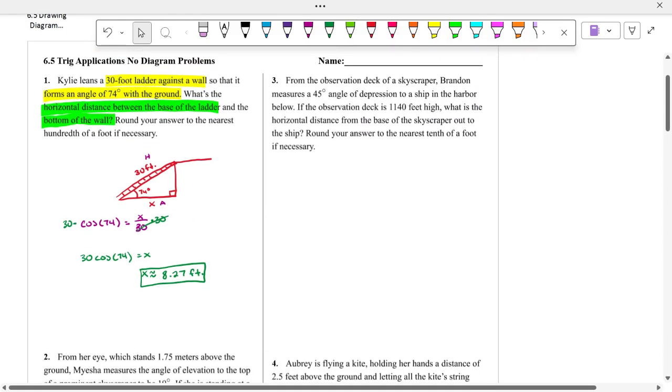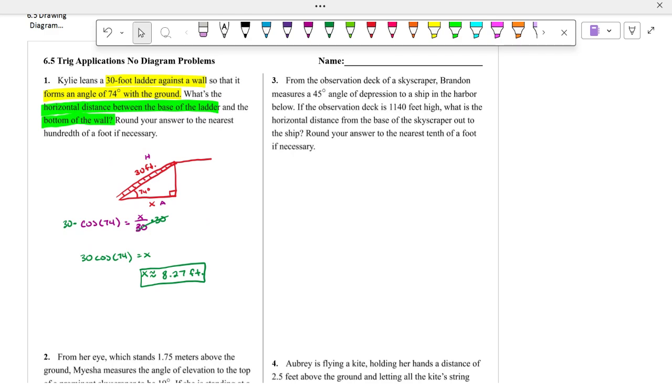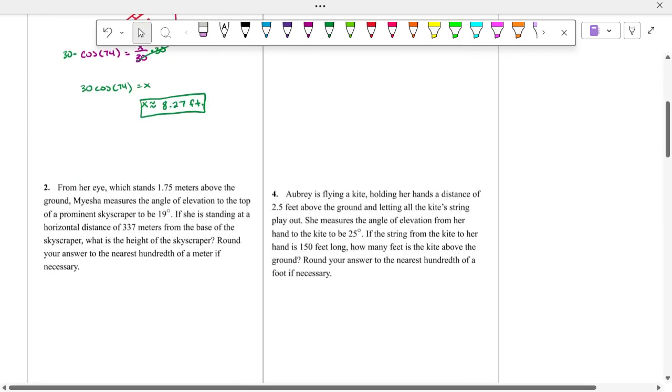All right, guys. So that was a fairly easy one. The ladder problems are usually the easiest. Okay? Any questions on that one? All right, let's look at number 2.